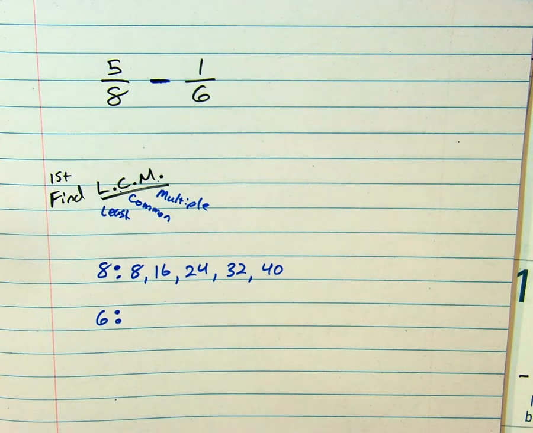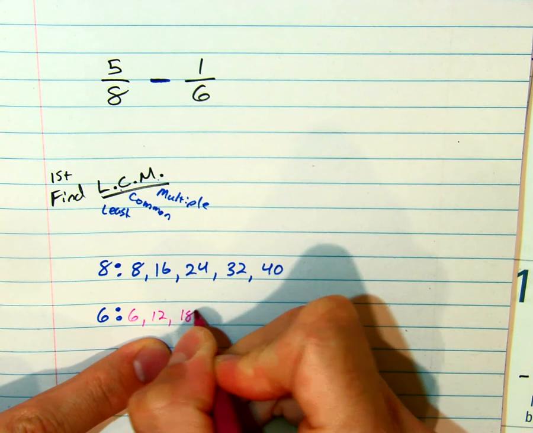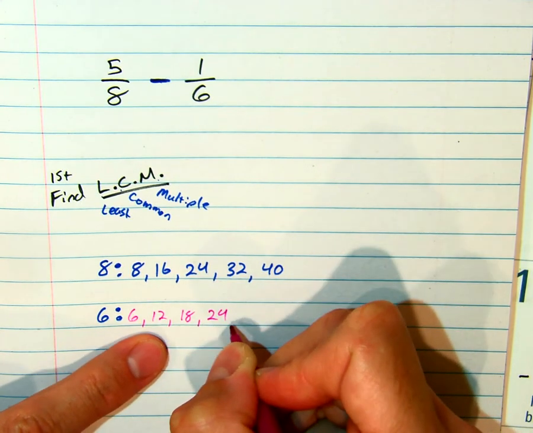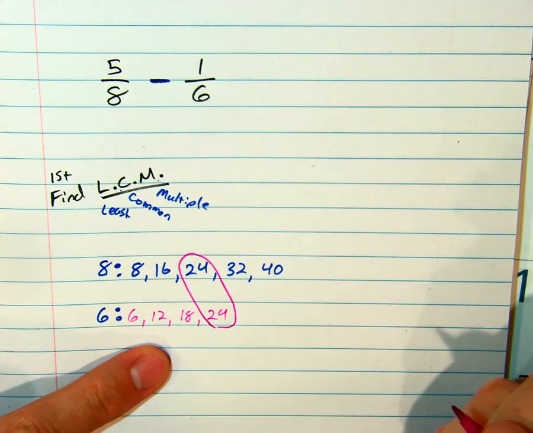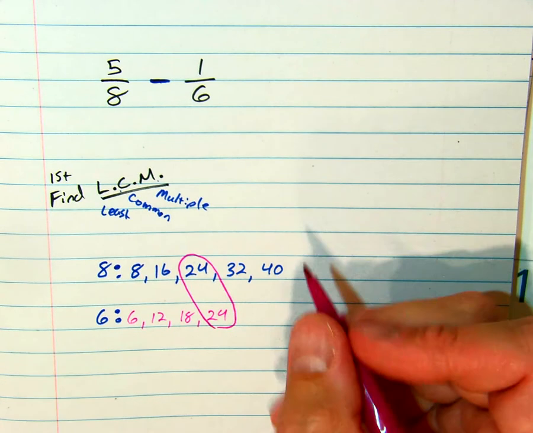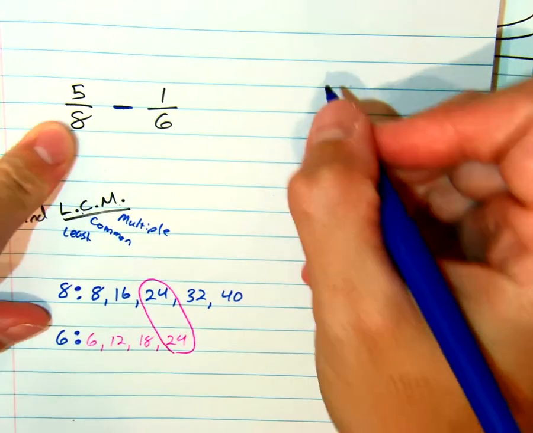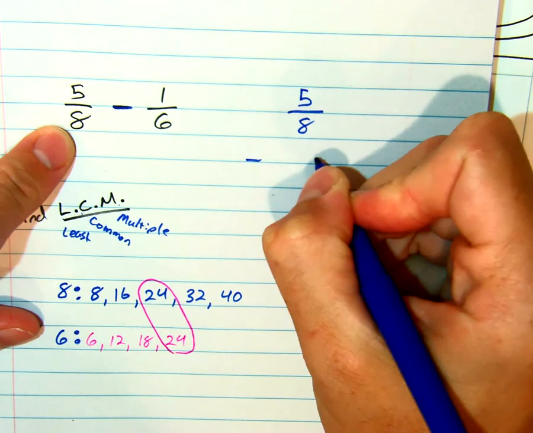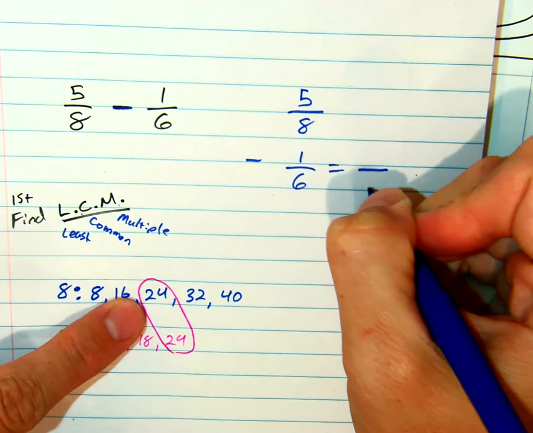Let's switch it up with my 6. 6, 12, 18, 24. I think I see a match. 24 is my least common multiple. So I found my LCM. My LCM equals what? 24. So now I know that I want to take my two fractions, and I'm going to move them vertically. 5/8 minus 1/6. I want to turn them into fractions of 24.